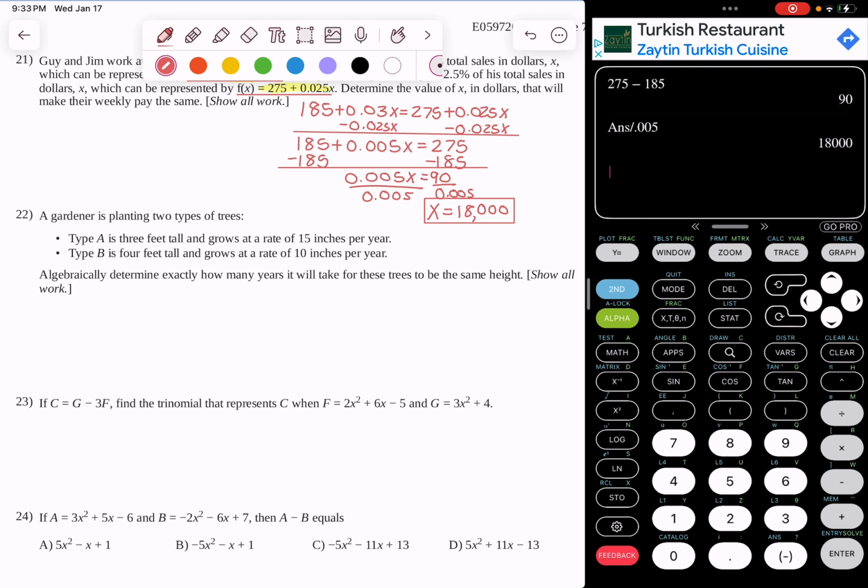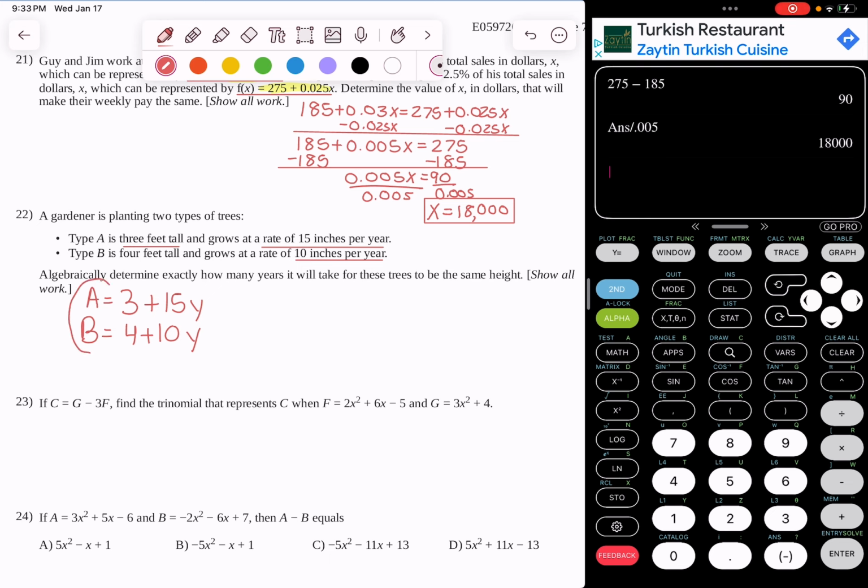Type A is 3 feet tall and grows at a rate of 15 inches per year. So A is 3 feet tall, starting at 3 feet, and grows at a rate of 15 inches per year. So 15 per year. Good. B is 4 feet tall and grows, when you're growing, you're adding, at 10 inches per year. Determine how many years it will take for these trees to be the same.